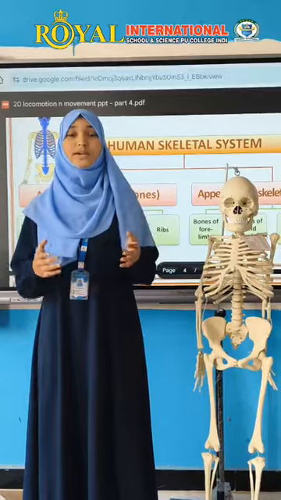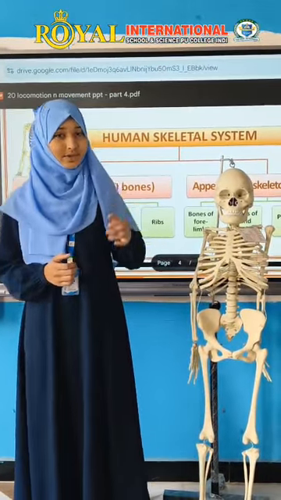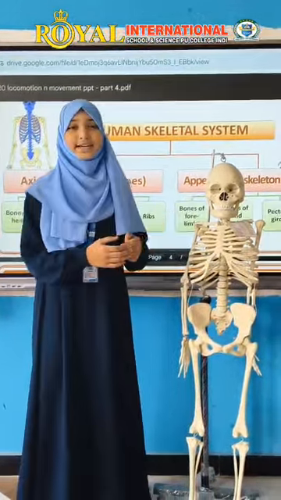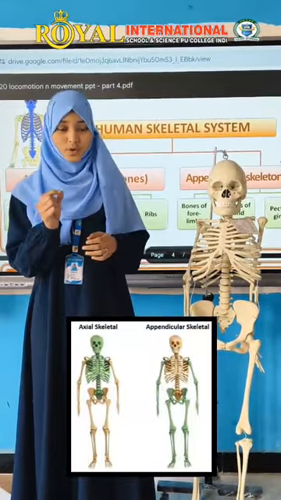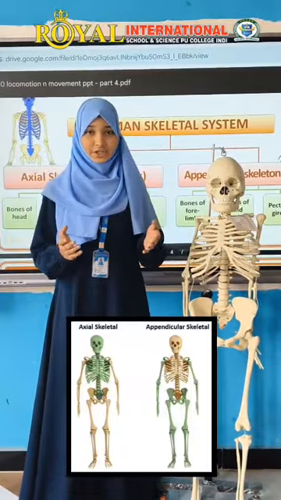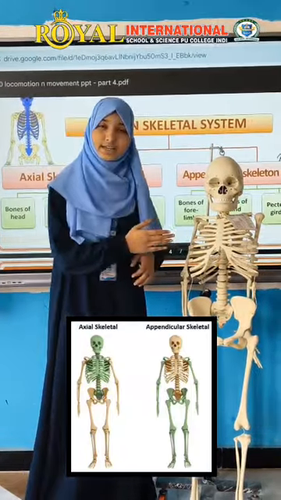So first of all, what are bones? Bones are strong, hard structures which are present inside our body and they give the shape and protection to all organs inside our body. And each bone in a human skeleton is made up of calcium. And there are totally 206 bones in a human skeleton.